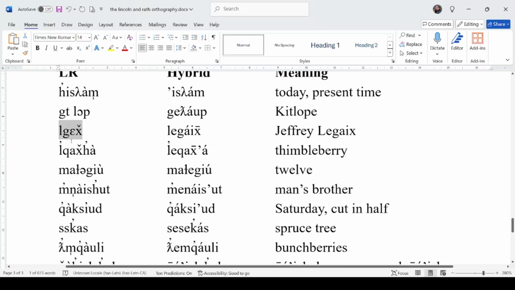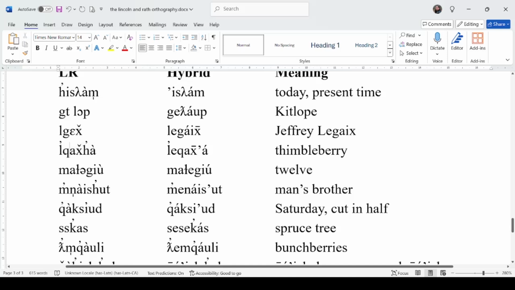The next example here is Legiech. Again, there's no vowel in between the L and the G, so you have two consonants right next to each other. You have this epsilon, which sounds like "eh," and then we have the X with the caron on top. So this is Legiech. And this is the hybrid spelling, and this is, of course, Jeffrey Legeich, as they call him nowadays, but in the hybrid spelling and pronunciation, it would be Legiech.